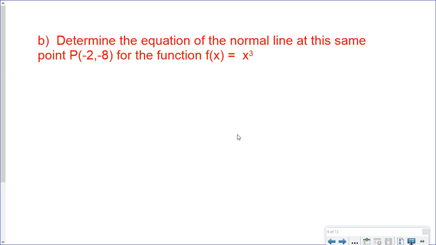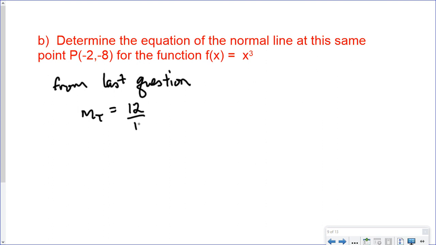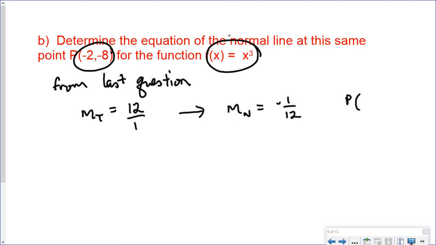Okay, I think it was the same question. Determine the equation of the normal line. So from the last question, we found the slope of the tangent. What was it, 12? 12. So that's like 12 over 1. And I can just simply go through the process here. So the slope of my normal is negative 1/12. And I'm still going to use the point because the point didn't change, nor did the function change.